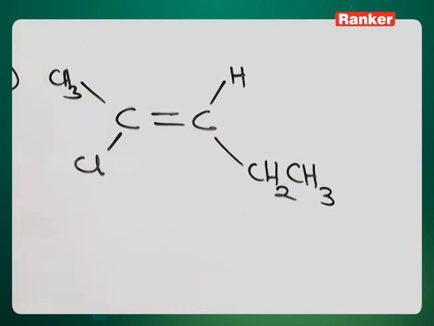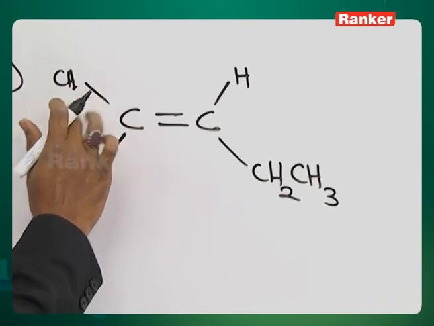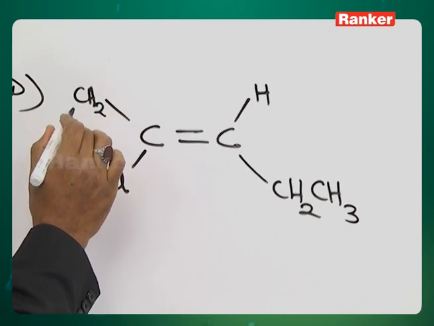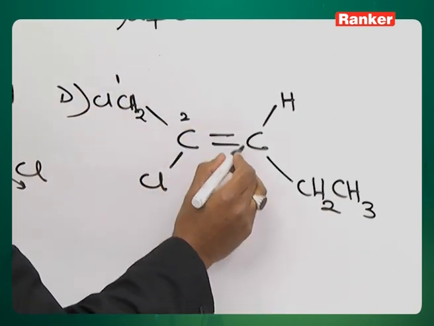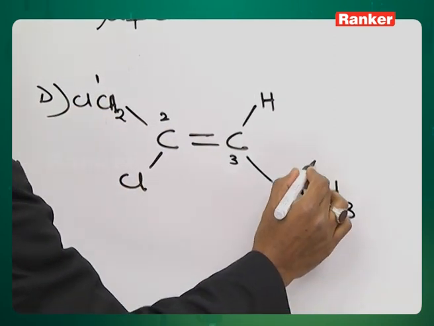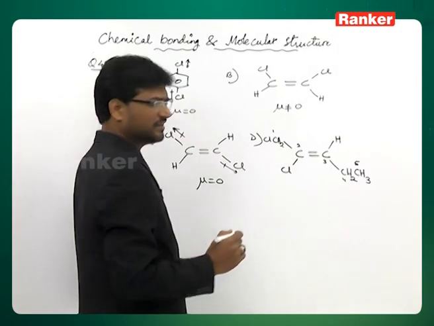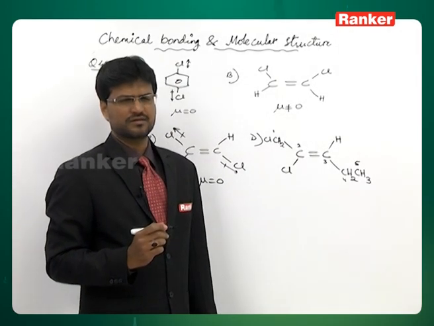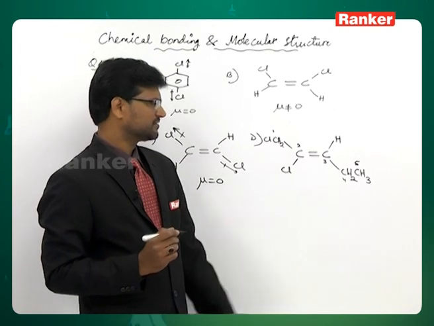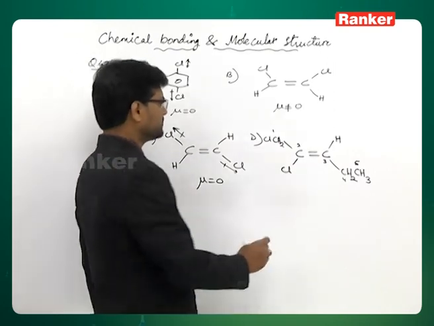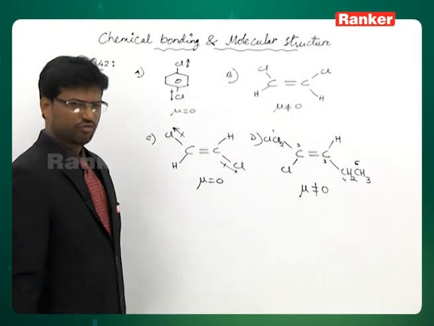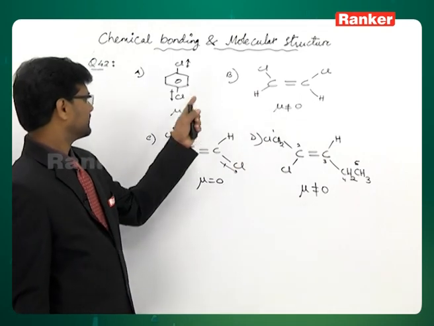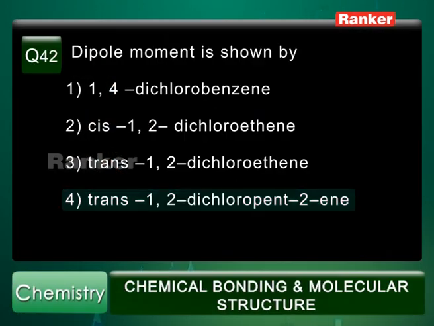We need to add one more chlorine, and that chlorine will appear here. First carbon, second, third, fourth, fifth carbon. So, you can see it is a 1,2-dichloropentuene, pentuene because the double bond is between 2 and 3. So, this is expected to have non-zero dipole moment. There is no cancelling here, unlike these two cases. So, the correct answer is BD, that is fourth option.